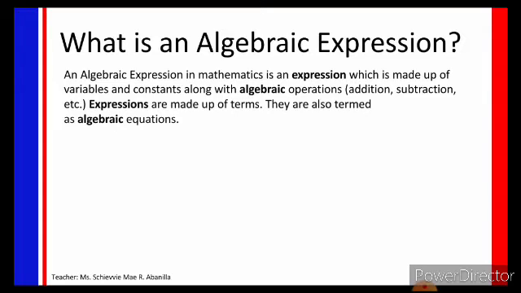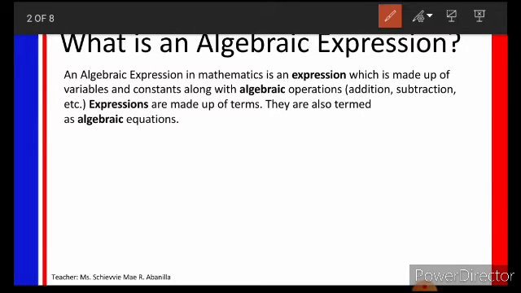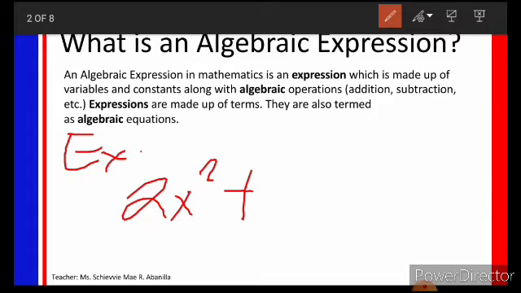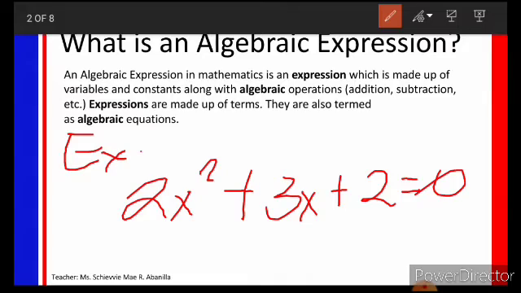For example, the common problem that we see involving algebra will look like this. You have 2x squared plus 3x plus 2 is equal to 0. This equation now, class, is considered an algebraic expression. Why? Because, as we said earlier, it involves variables and constants. So what could those be? Later on, we're going to find out what these variables and constants are. Okay?